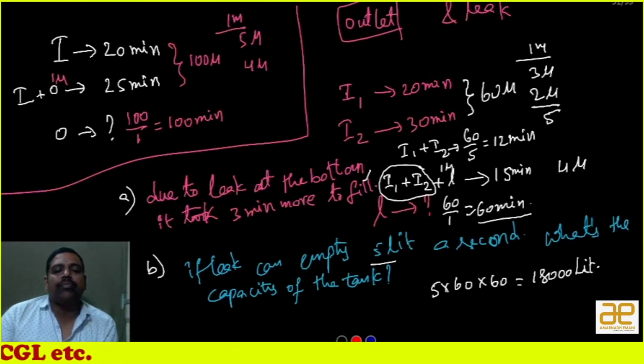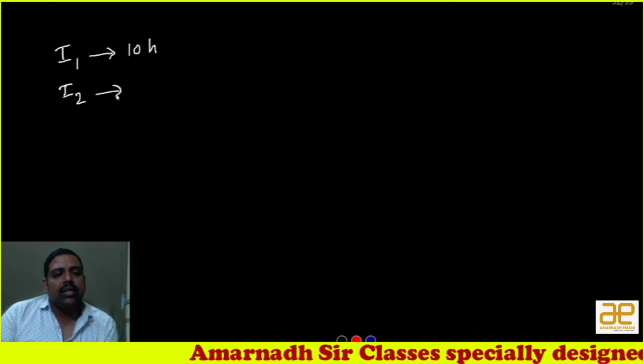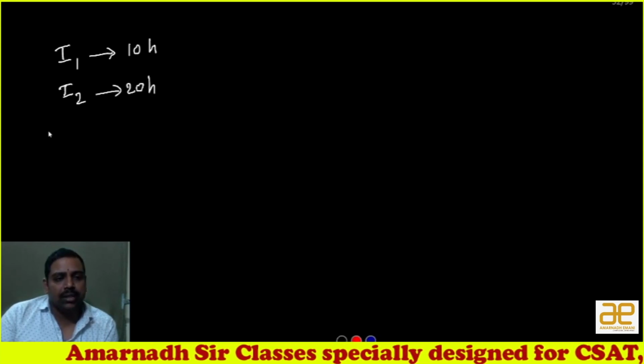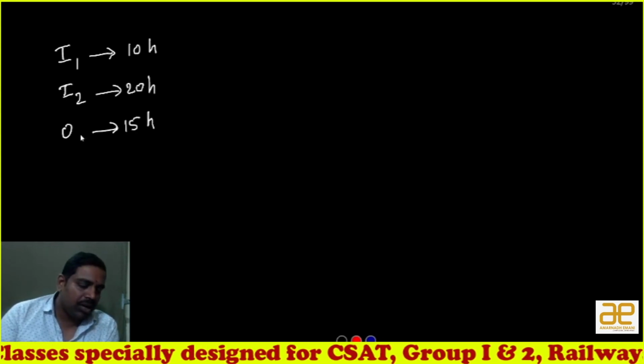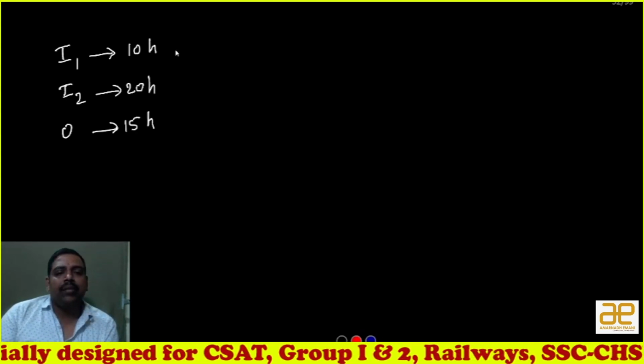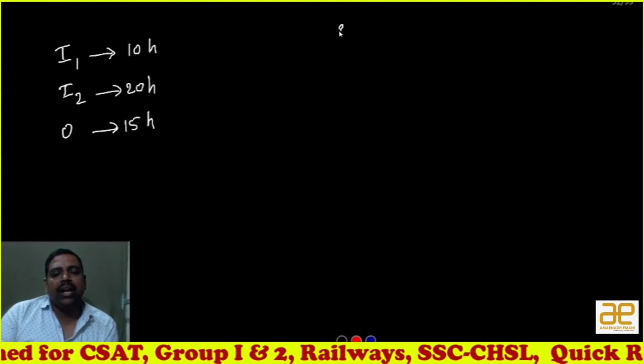Now see the next problem. There is an inlet that fills the tank in, suppose, 10 hours. There is another inlet that fills the tank in 20 hours. There is an outlet that empties the tank in 15 hours. Outlet means empties. Okay.